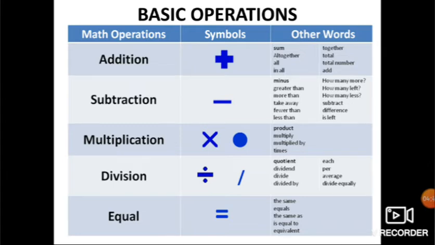And I also told you the equal sign. That is the final result of the numbers, what we get at the end, and it is denoted by equal. The symbol is given here, and the other names for equal are the same as, is equal to, equivalent. Okay.